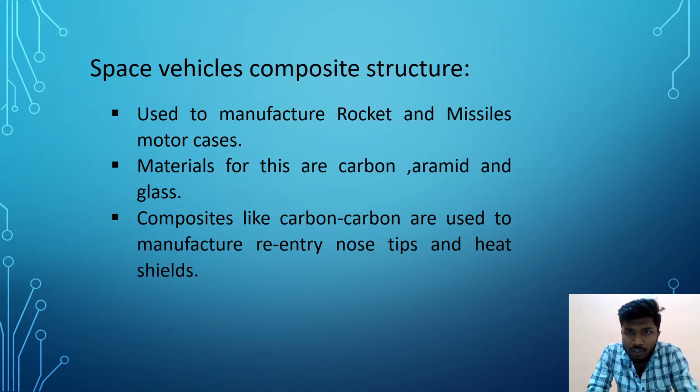Aerospace vehicle composite structure. The composite structure of aerospace vehicles is used to manufacture rockets and missile motors. The materials for these are carbon, aramid, and glass, which are used for making the composite structure. Composites like carbon-carbon are used to manufacture nose tips and heat shields.